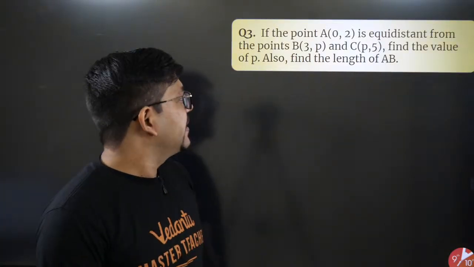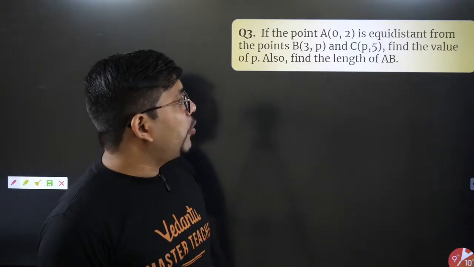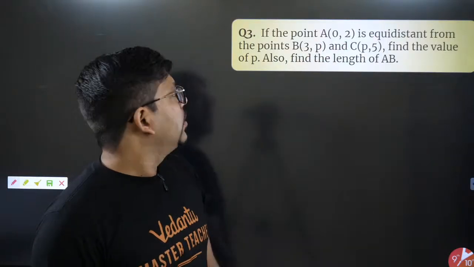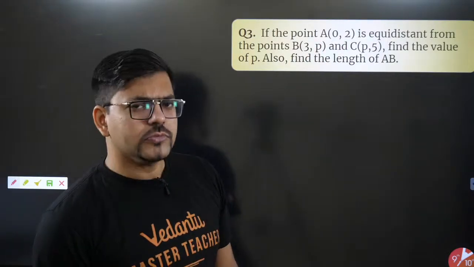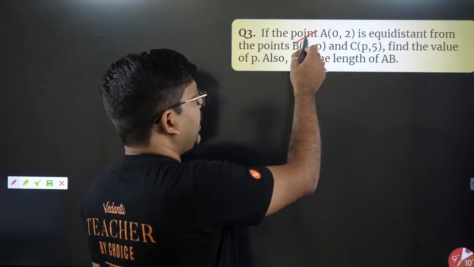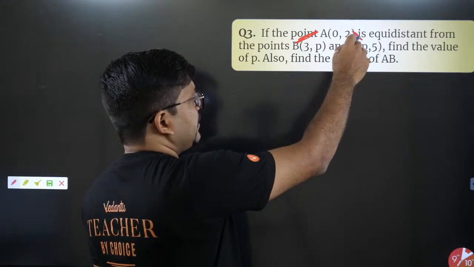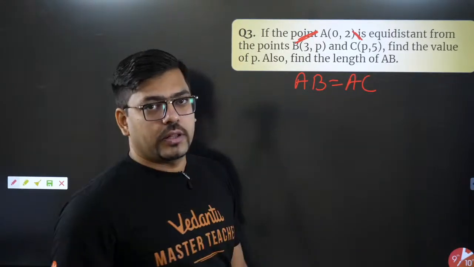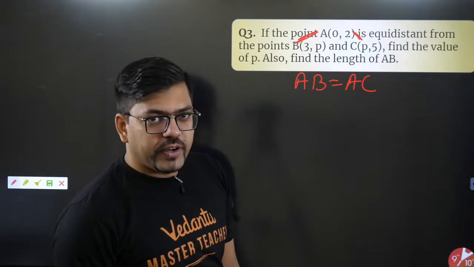Next question says, if the point A (0, 2) is equidistant from the points B and C, find the value of p. Okay, equidistant means what? Equidistant simply means that AB length is equals to AC length. Equidistant means AB equals to AC. That's what it means. So can we find AB?